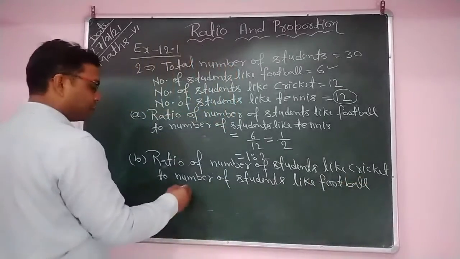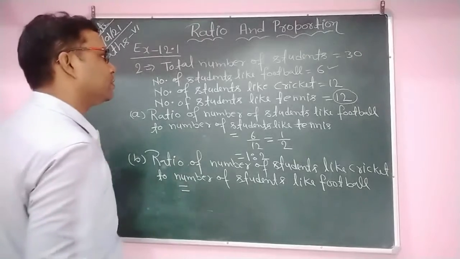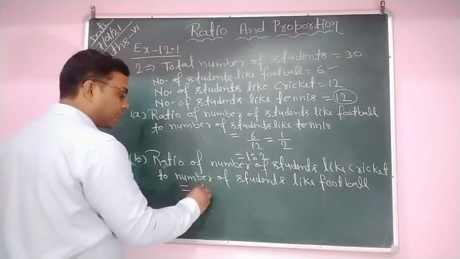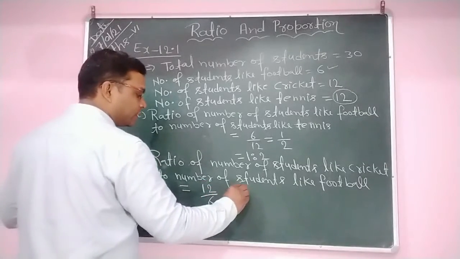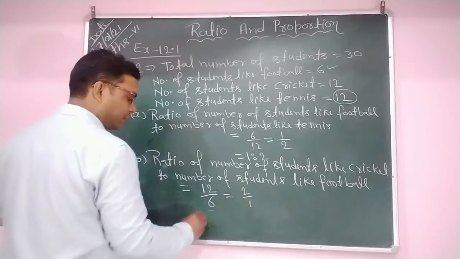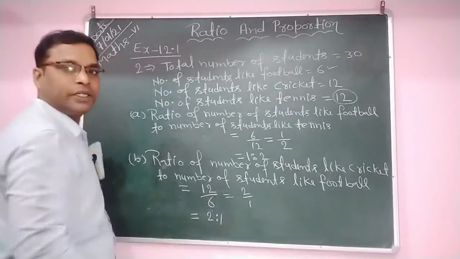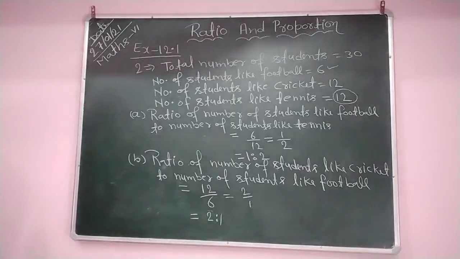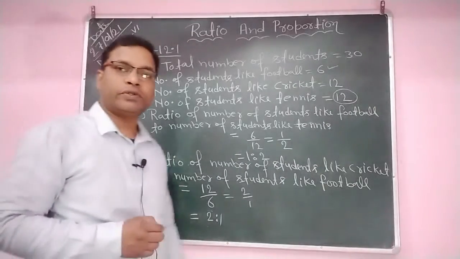And this is equal to what? In this question, it is given that the number of students who like football is 6 and the number of students who like cricket is 12. So 12 by 6. You can write it as 6 times 2 and 6 times 1. This is equal to 2 ratio 1. Clear? Now students, I hope all of you understood this part.